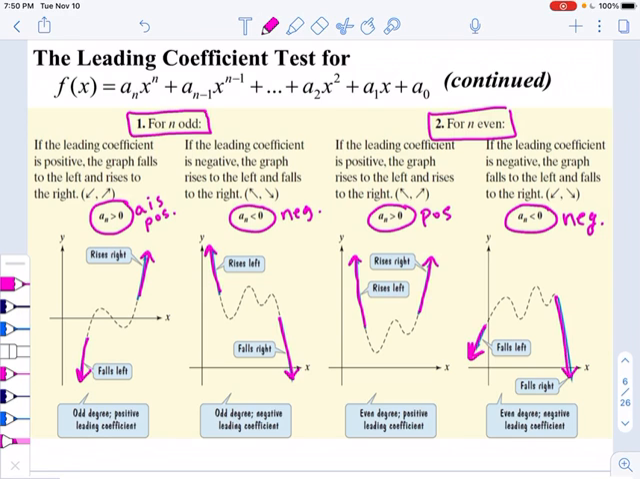I think the even kind of makes the most sense. If it's positive, they're both going up. If it's negative, they're both going down. The one that gets a little tricky is the odd.